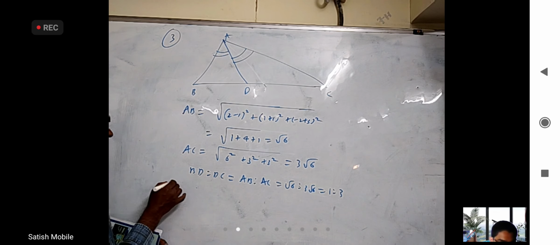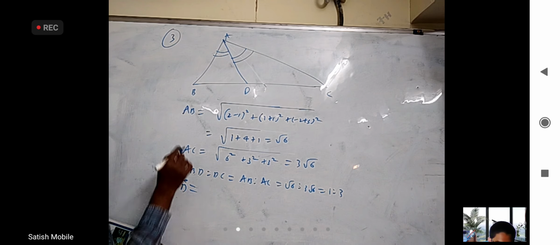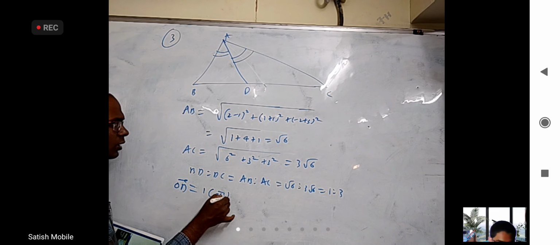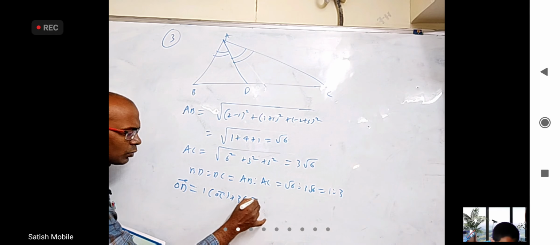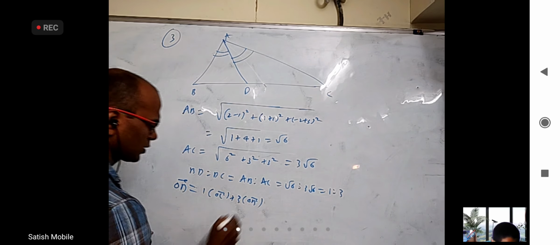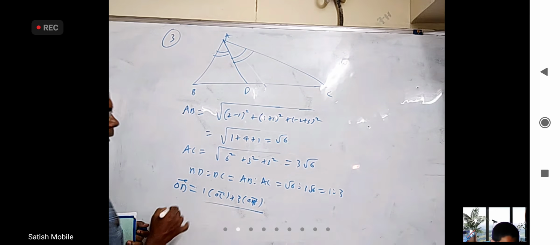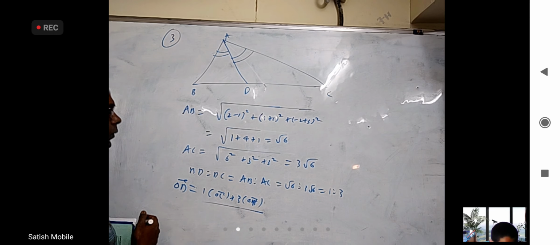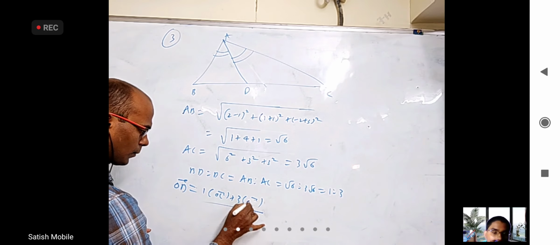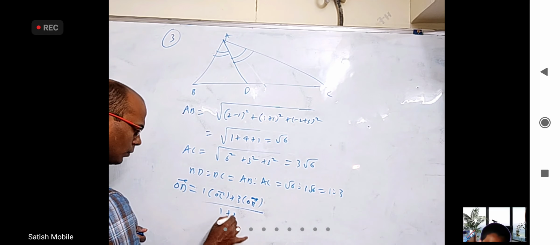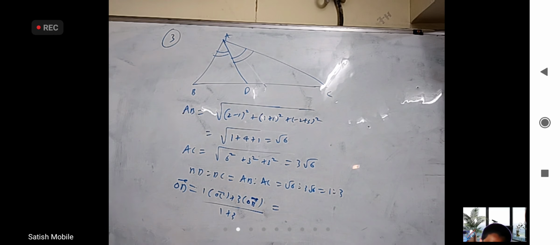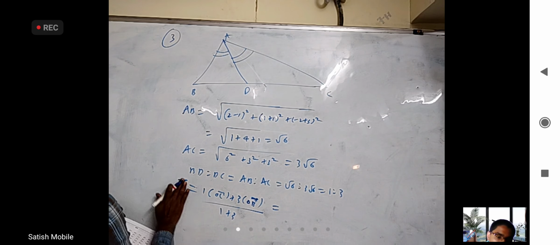Not only that, I can find OD bar as 1 into OC bar plus 3 into OB bar. You can do that also. What is that? 1 into OC bar, 3 into OB bar by 1 plus 3. Instead of OD, I can write point D itself.